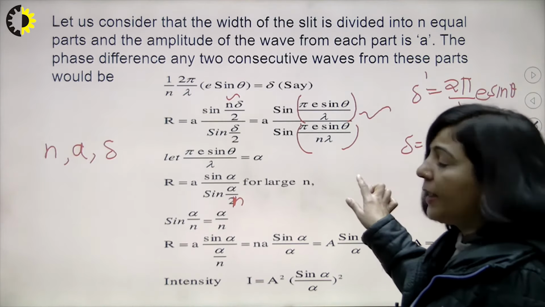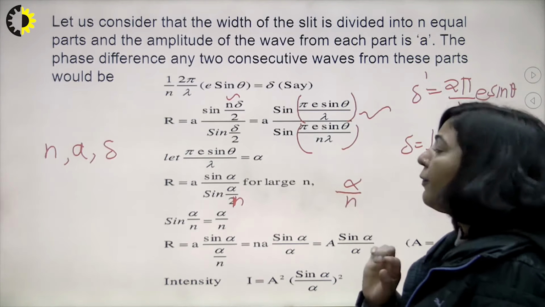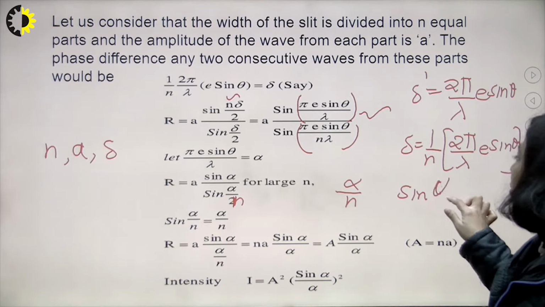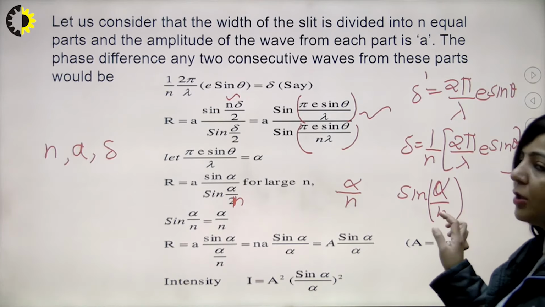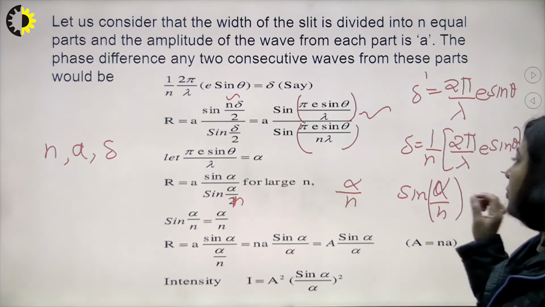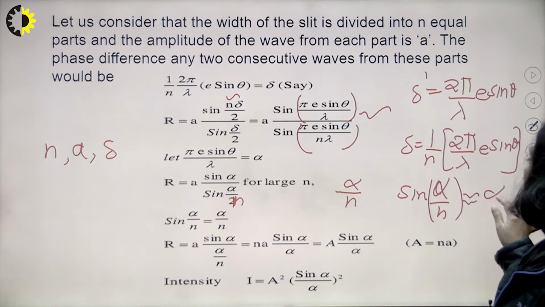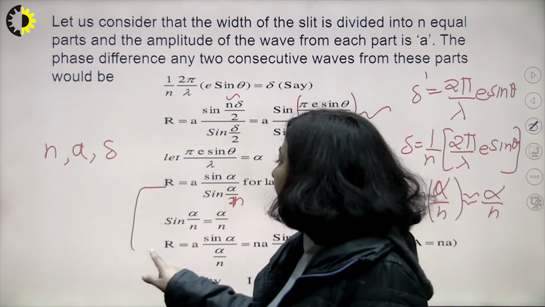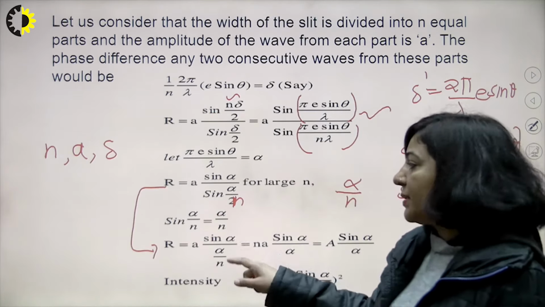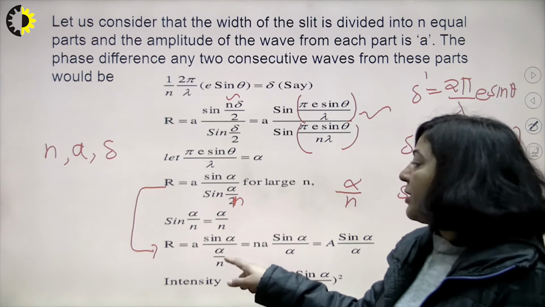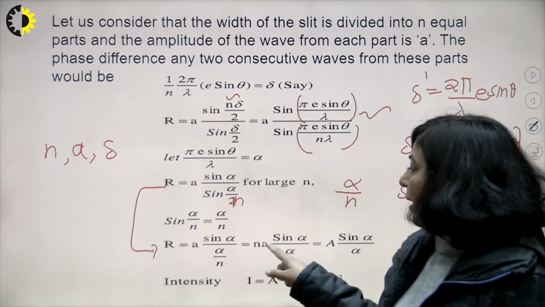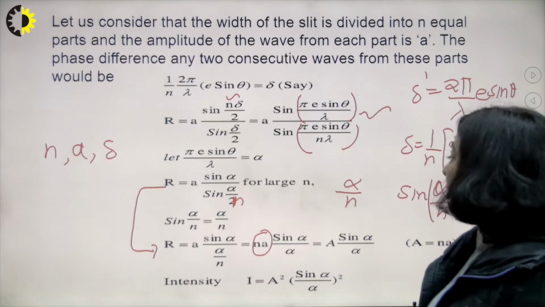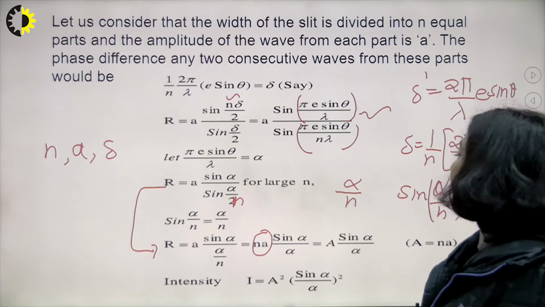Now this n is very large, and if n is large, then alpha upon n is very small, and for a small value of theta, sin theta is approximately theta. So since alpha upon n is very small, sin(alpha by n) is approximately equal to alpha by n. Using this logic, R will be equal to A as it is, sin alpha as it is, and sin(alpha by n) replaced with alpha by n. So this is nA sin alpha by alpha, and now we replace nA with capital A. So the resultant is A sin alpha by alpha.